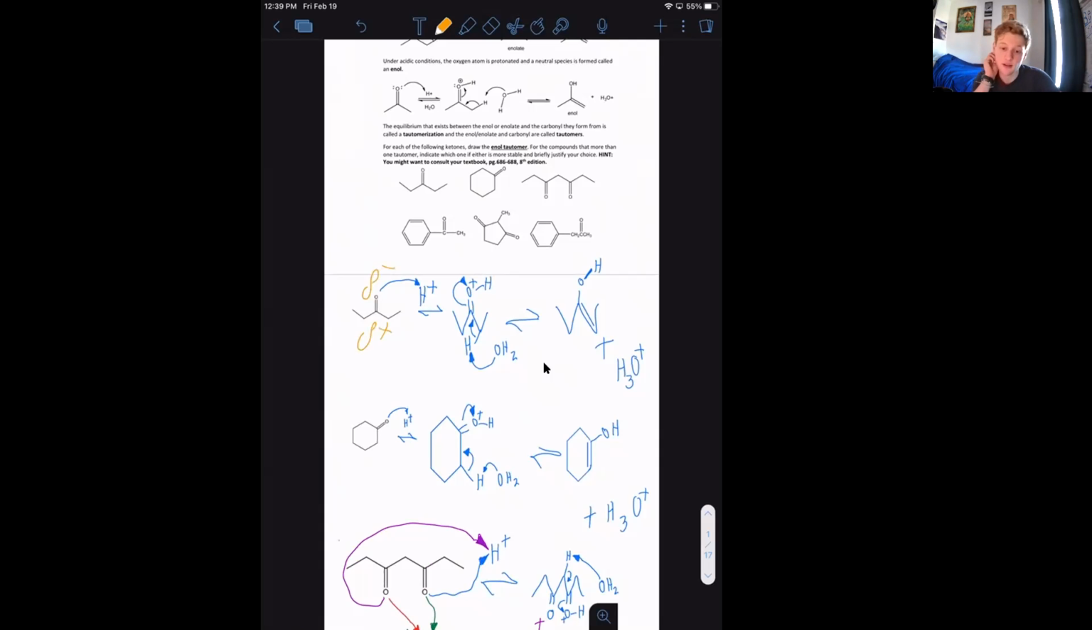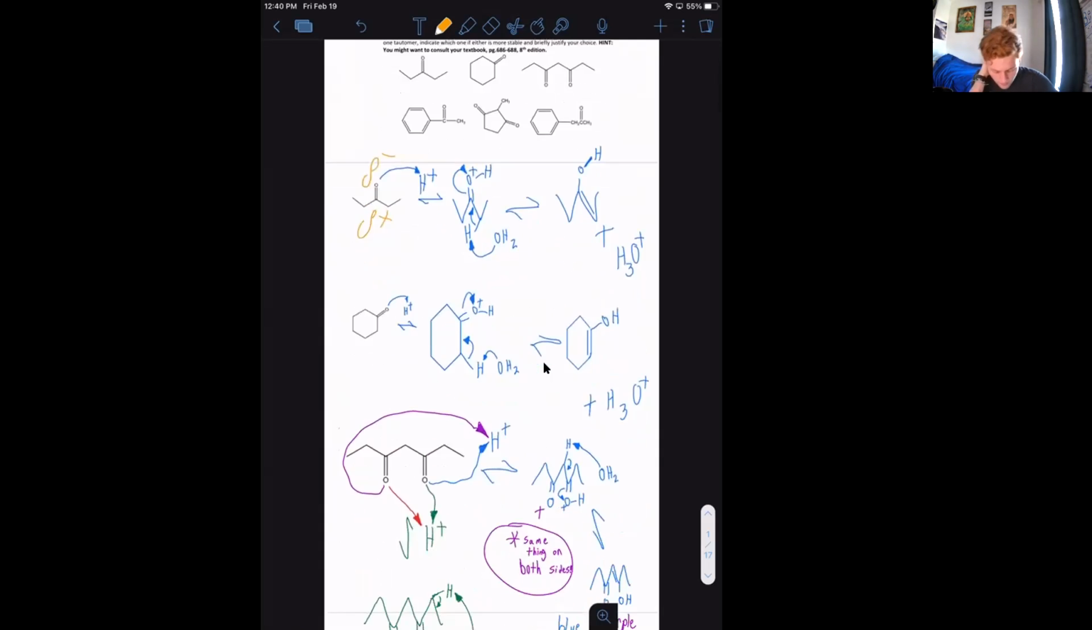And this is going to act as a base, and basically it's just going to attack and be protonated. And once you've got this here, you've got acidic hydrogens on either side that could be removed. And so really it's the exact same deal on the next one. It's just in a ring. And so hopefully that's pretty straightforward.